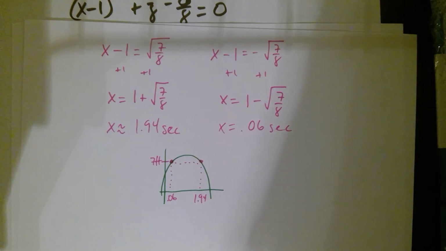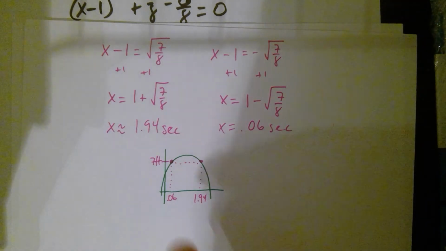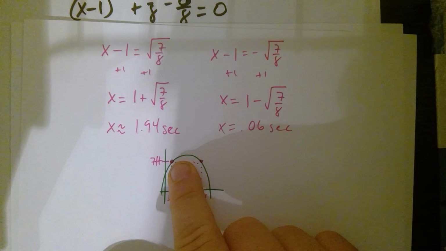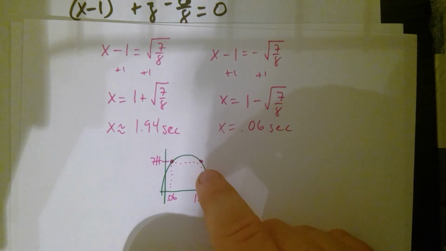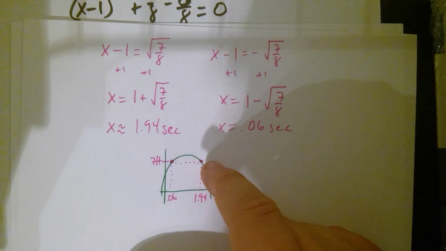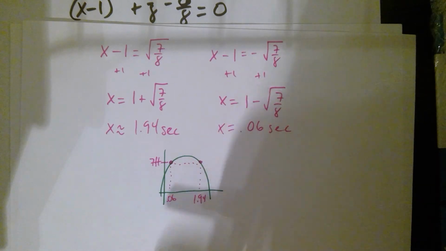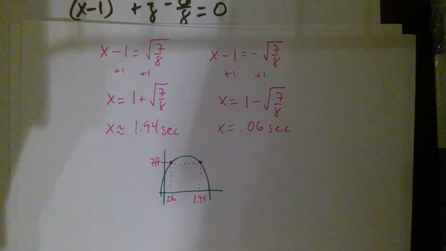And they're both positive times. So both of those make sense. When that ball is thrown, it will hit 7 feet at 0.06. It's going to come up and come back down and hit 7 feet at 1.94 as well. So both of these are reasonable answers.